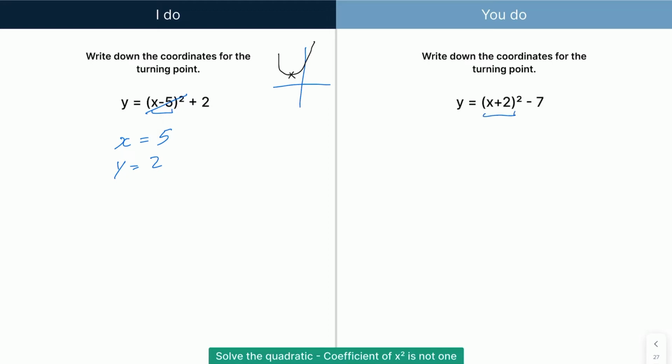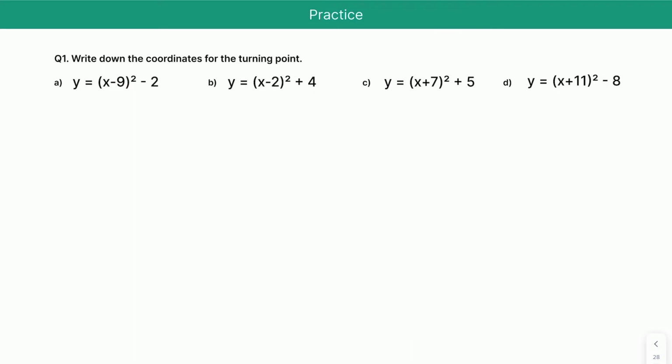Again, the same principle applies here. Make the squared bit as small as possible, which means it's going to be 0. To make that 0, x must equal minus 2. That means that becomes 0, and you're left with y is equal to minus 7, and that is the turning point. So here are some practice questions you need to have a go at, and here are the answers.